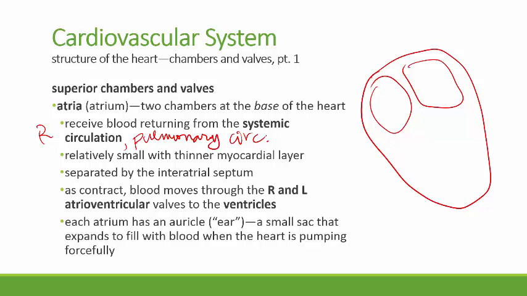These are relatively small chambers. Their myocardium is relatively thin. They do contract and they do squeeze blood into the ventricles, but they don't need that same thickness because they're not pushing the blood nearly as far. They're separated from each other by the interatrial septum, and this is where, when children are born with an incompletely developed heart, frequently it's that there is a gap here in that interatrial septum.